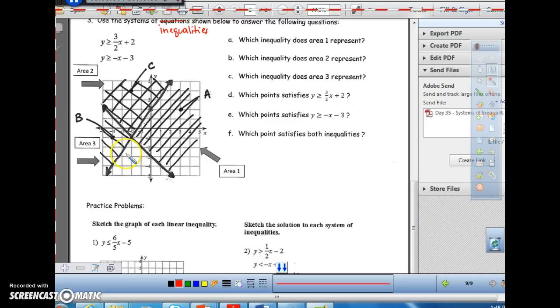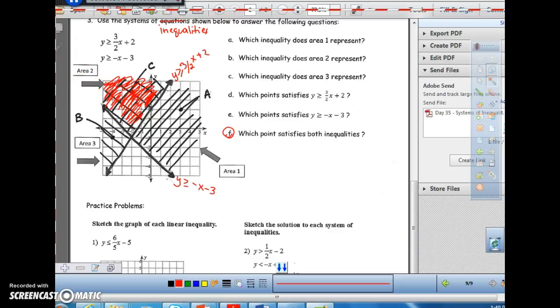So here I have graphed it for you already. And then if you would answer A through F, the main one that we're looking for is which point satisfies both inequalities. Let's highlight that piece in red. The part that we're really interested in is the overlap, which I think you can see where the shaded parts, which I attempted in black and white, overlap. This region here, area 2, is the answer that will satisfy both inequalities, and that's what we're after.